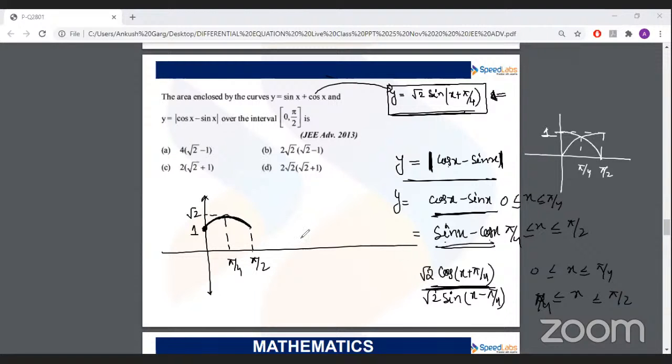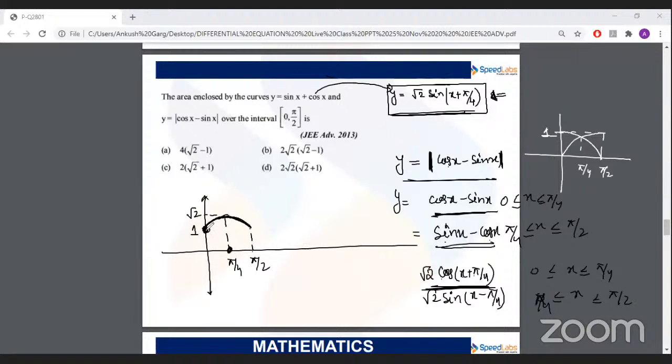So root 2 cos of x plus pi by 4, when x is 0, this value will be again 1. And at x equals pi by 4, this will be 0, right?